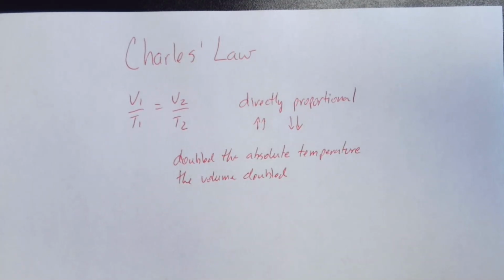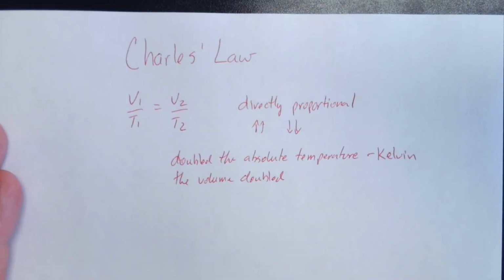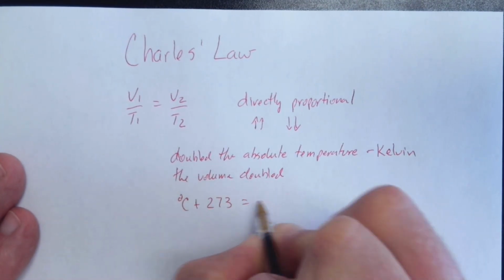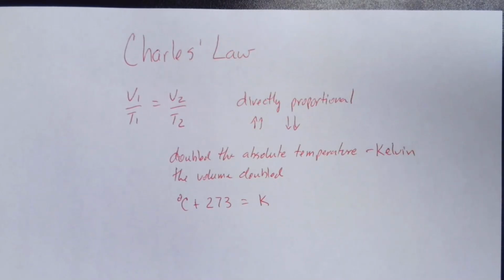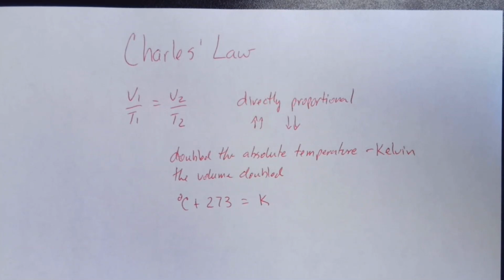So what do I mean by absolute temperature? From your reading guide, temperature is going to be measured in what units? Remember? Max, you remember? Temperature, Emily, you remember? Kelvin. So absolute temperature has to be in Kelvin. So you're going to have to do some conversions. It's very easy. You take your Celsius temperature and add 273 to get the Kelvin. So a common mistake is doubling the Celsius temperature does not double the volume. You have to double the absolute temperature. So directly proportional to the absolute temperature.